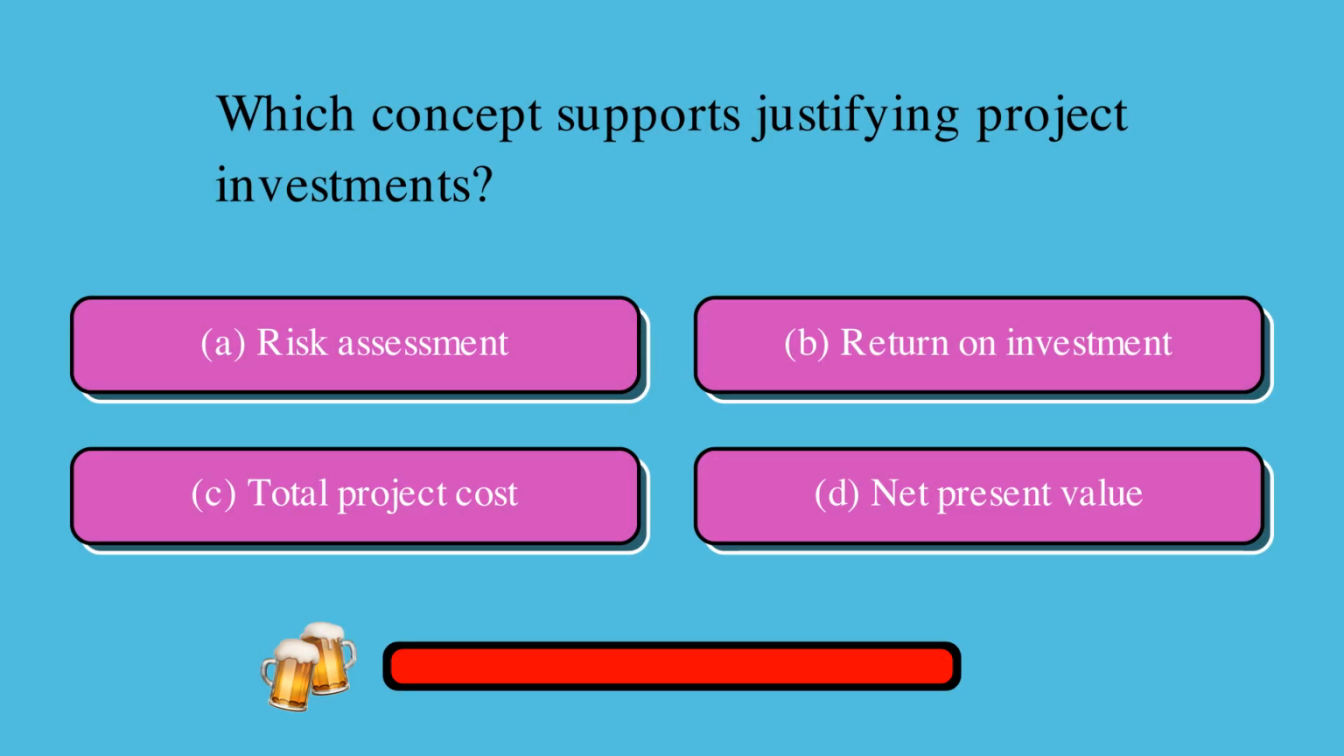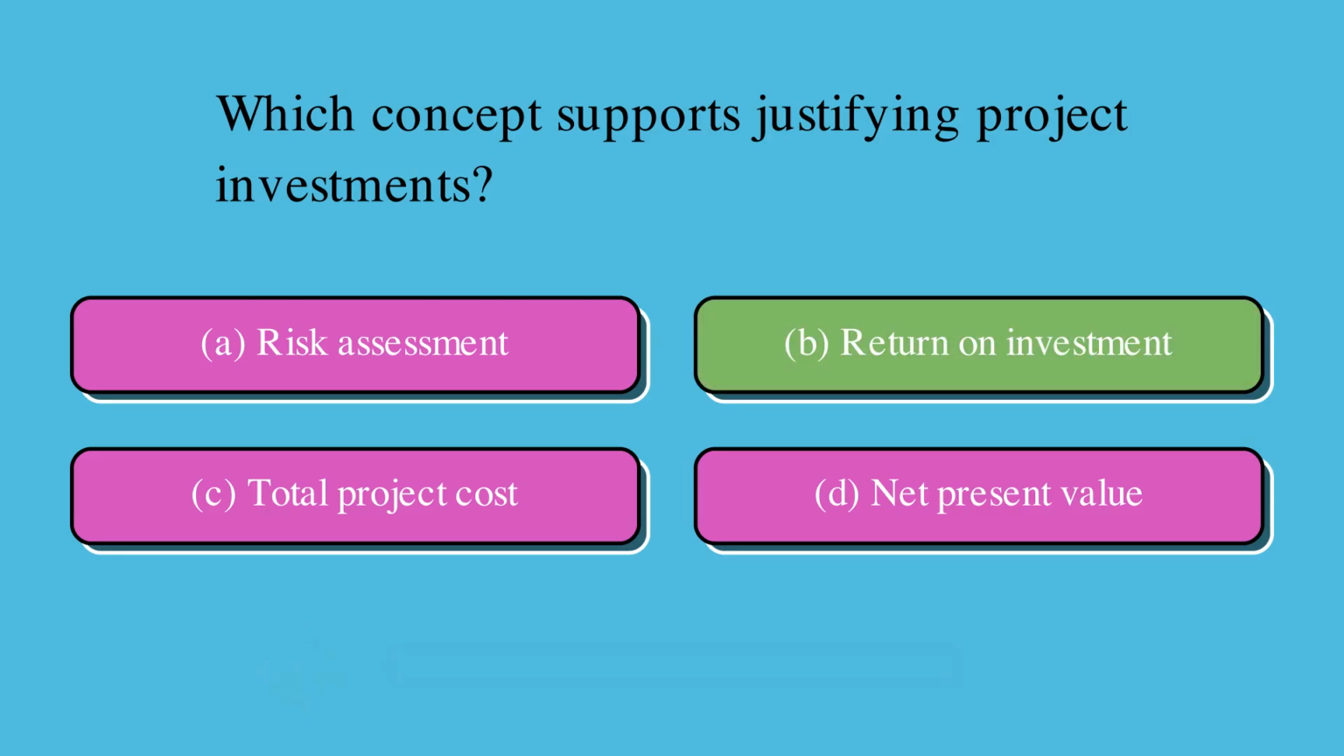Which concept supports justifying project investments? Is it A, risk assessment, B, return on investment, C, total project cost, or D, net present value? The correct answer is B, return on investment.